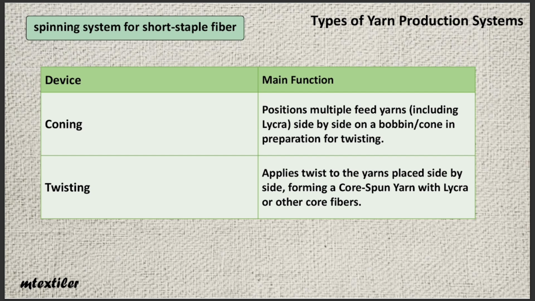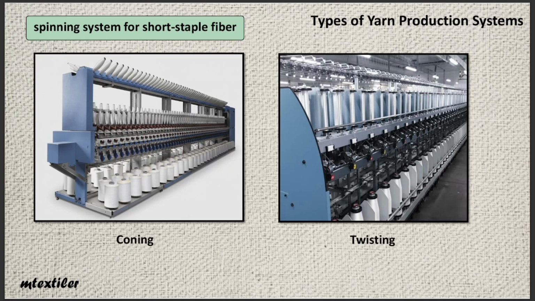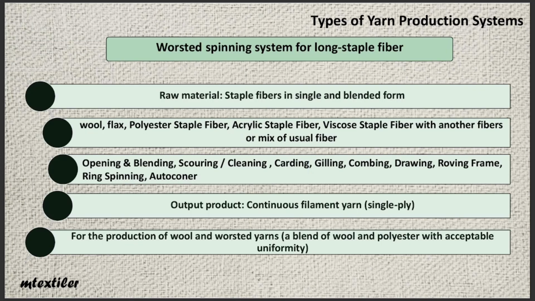In this slide, you can see images of these two machines, which have multiple heads, and depending on production scale, many units of these machines may be installed in a factory. Next, we move to spinning systems for long staple fiber, which include the worsted spinning system and wool spinning system.